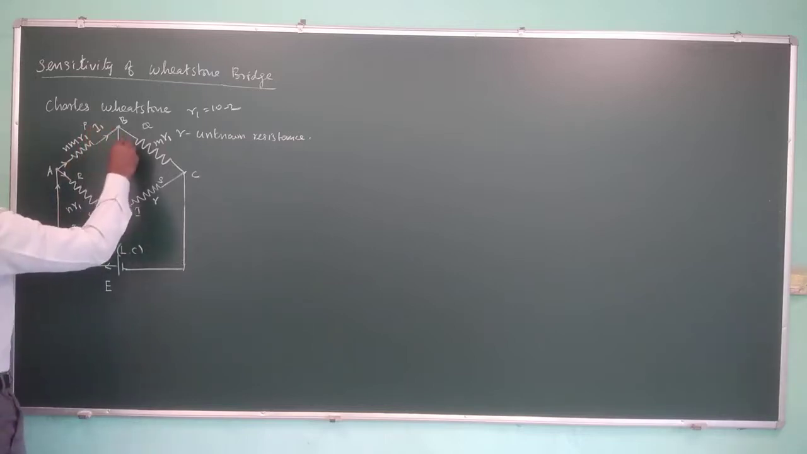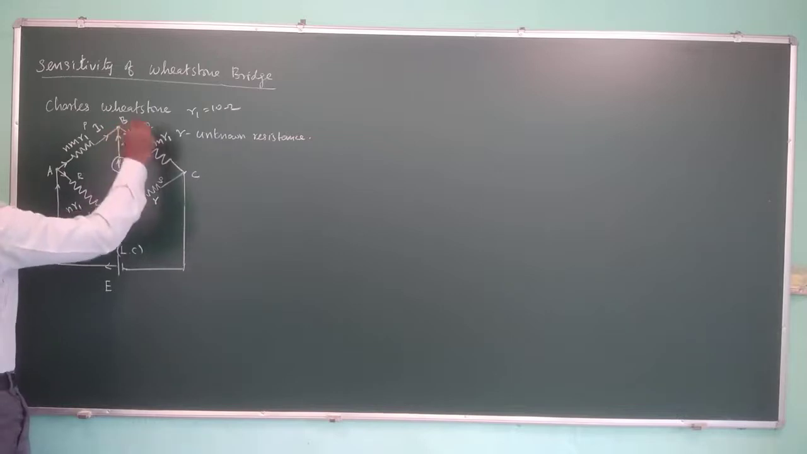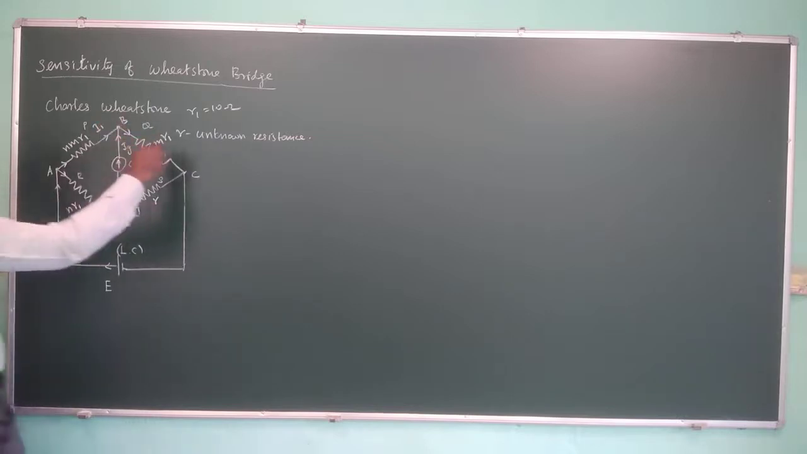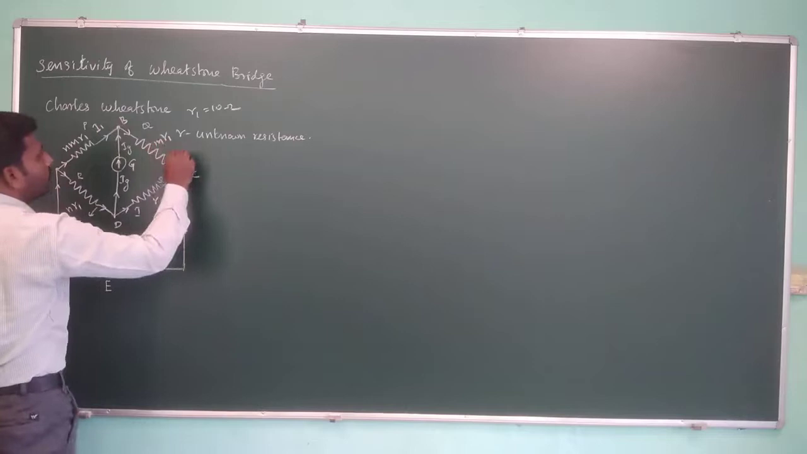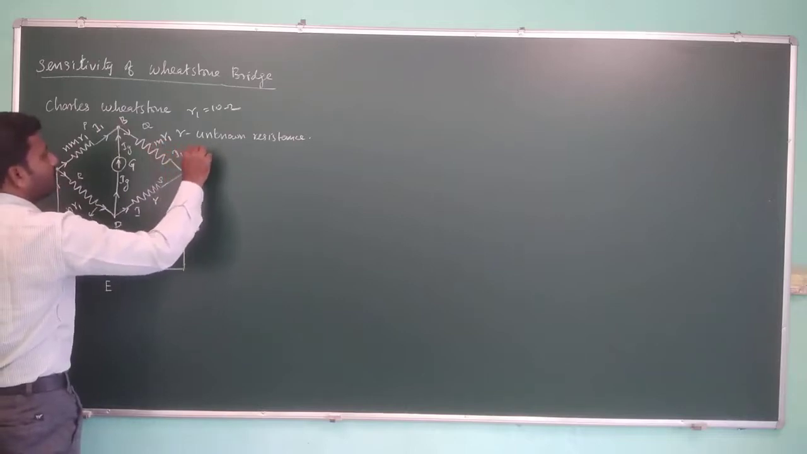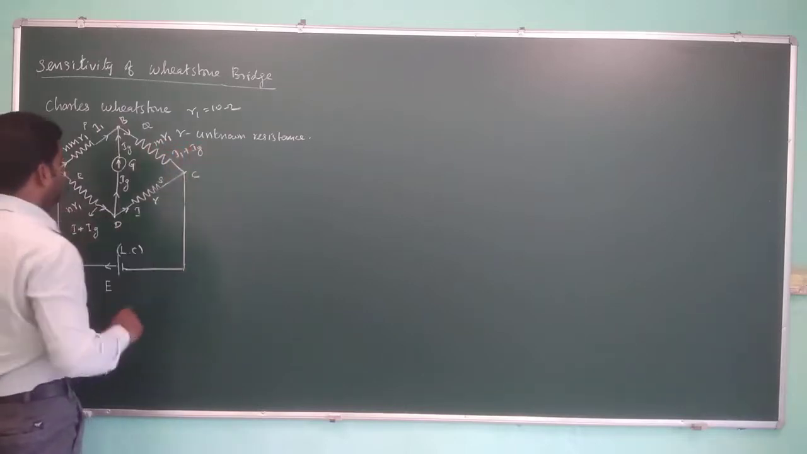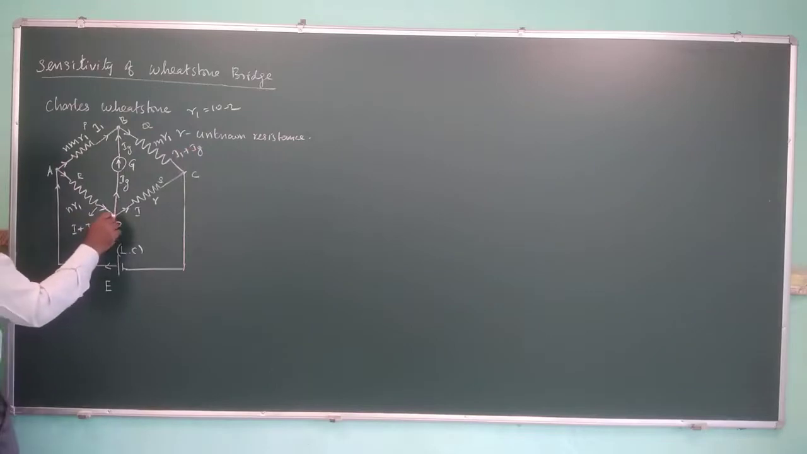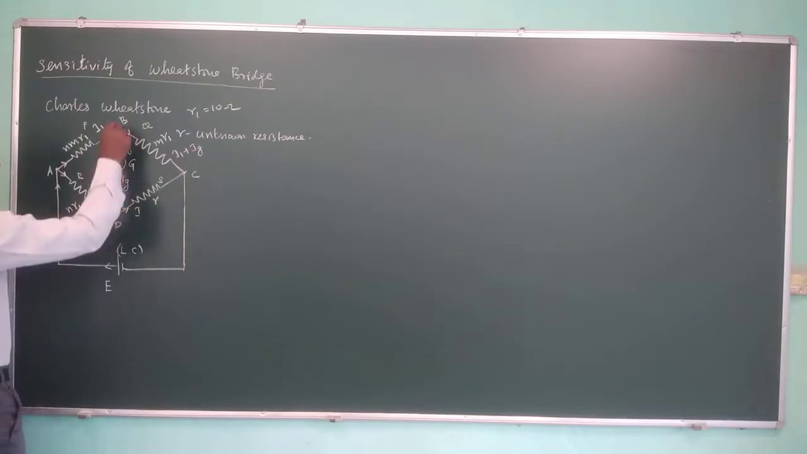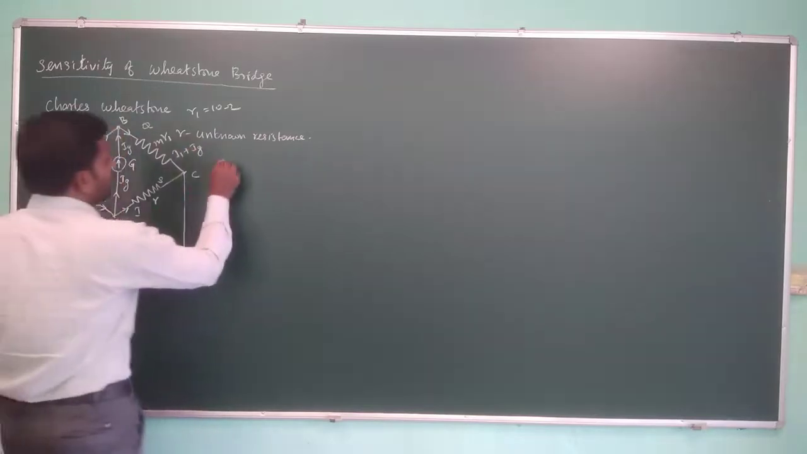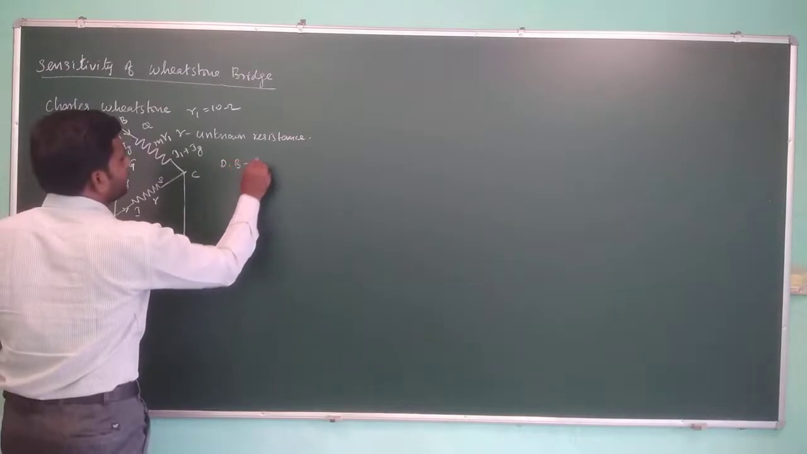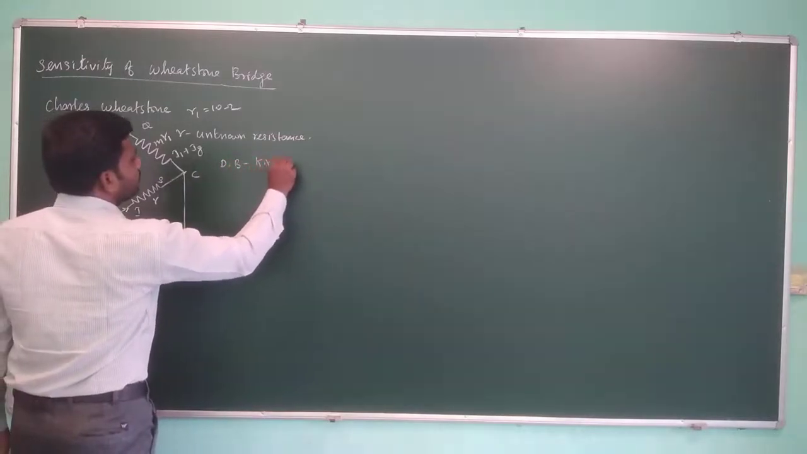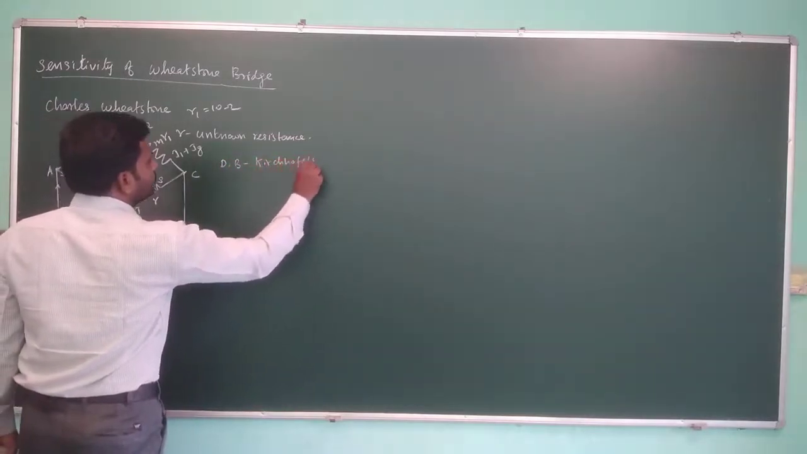If this is I1 and this is Ig, these two currents join at this node and flow through this direction. So the current through this resistance MR1 is I1 plus Ig, which means that at node D and node B we are applying Kirchhoff's current law.